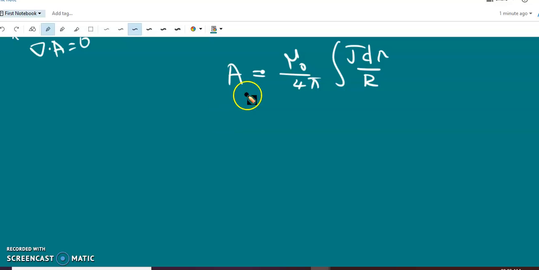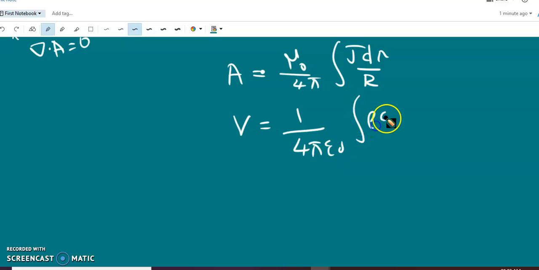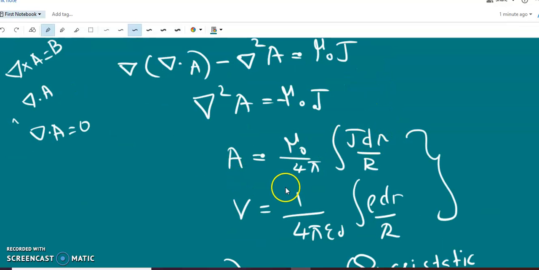This solution, A equal to mu 0 by 4 pi integral J d tau by R, and V equal to 1 over 4 pi epsilon 0 integral rho d tau by R, may be time dependent if J and rho are time dependent. But these equations neglect the time retardation effects due to the propagation of the electromagnetic waves. Electromagnetic waves propagate with a particular velocity, and these two equations neglect the time retardation effects. But we cannot neglect this in every case.